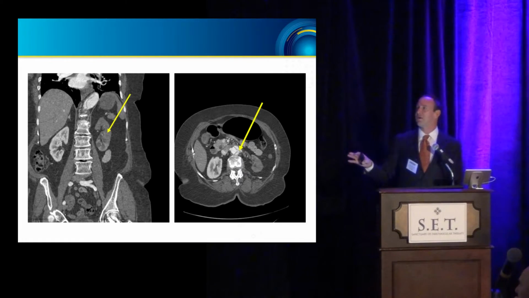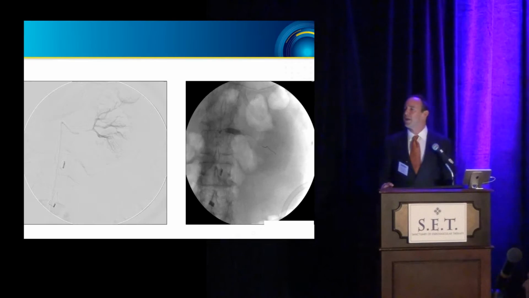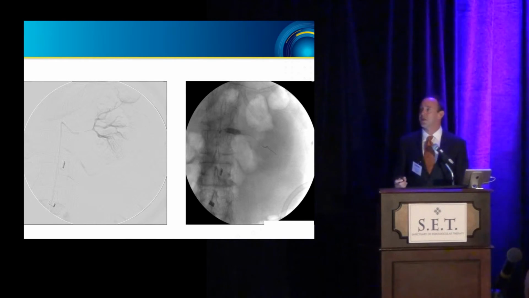This is post-TEVAR. There still really wasn't much flow, but this is actually a very easy procedure to cannulate right from the true lumen. And then we can stent that, extend it all the way out into the true lumen, and really maintain patency to that and get that renal to actually recover.